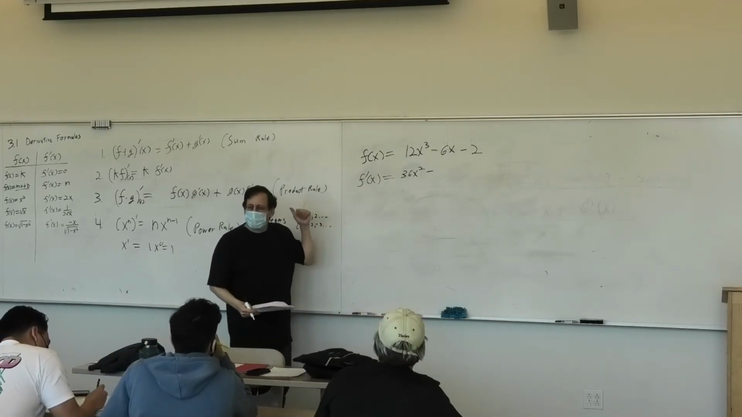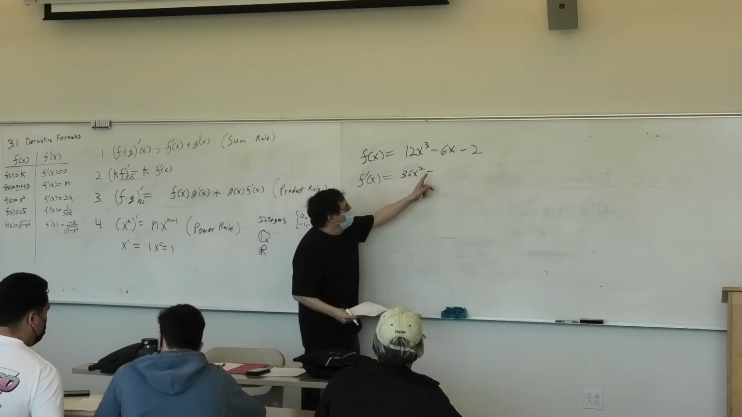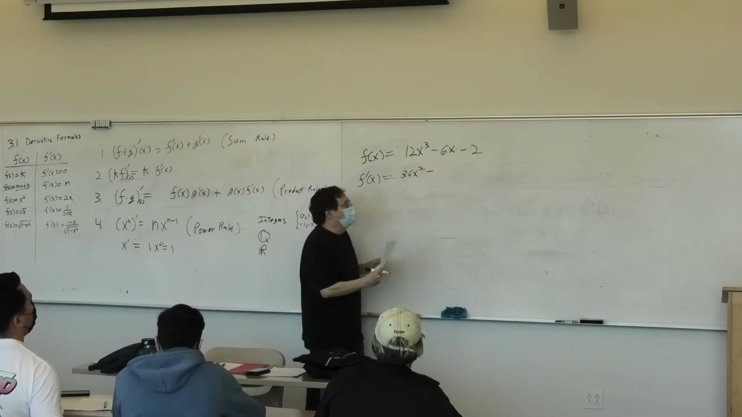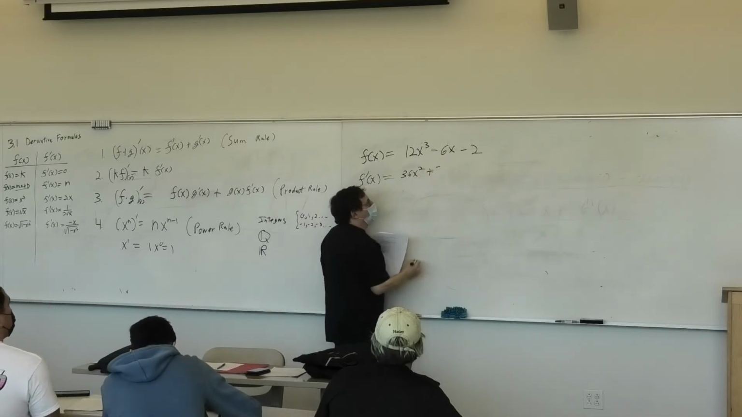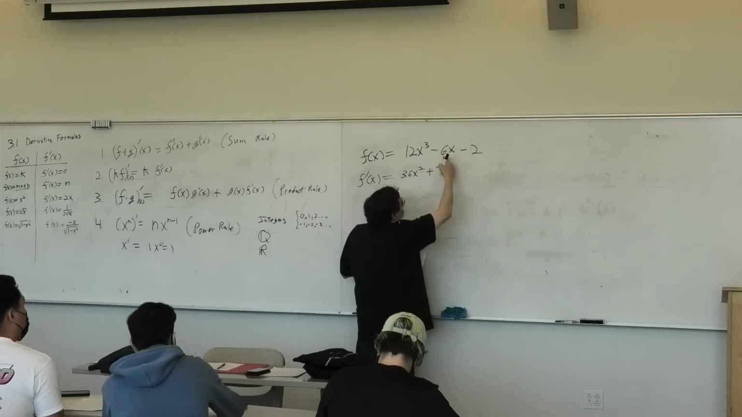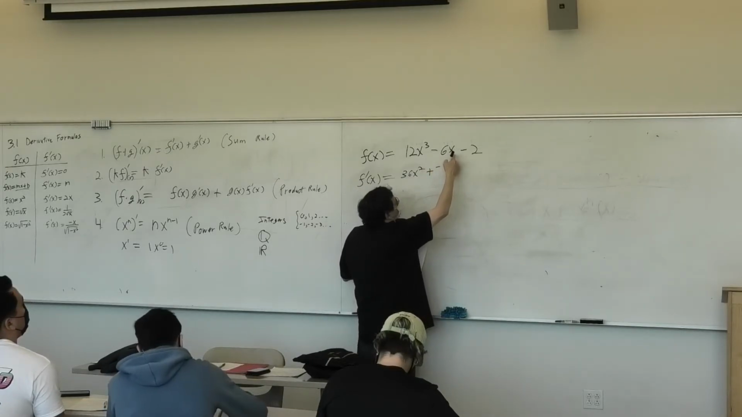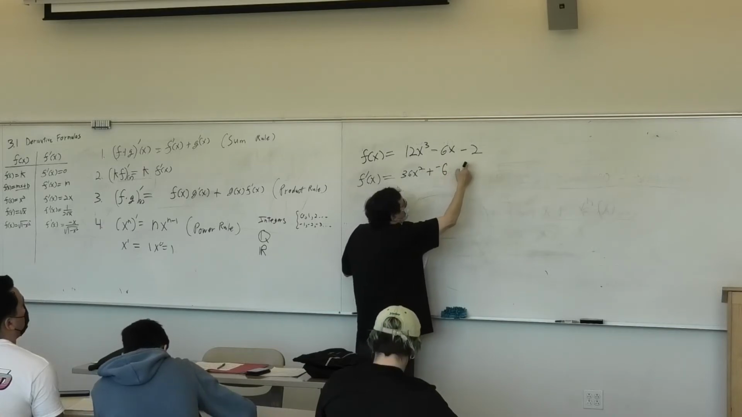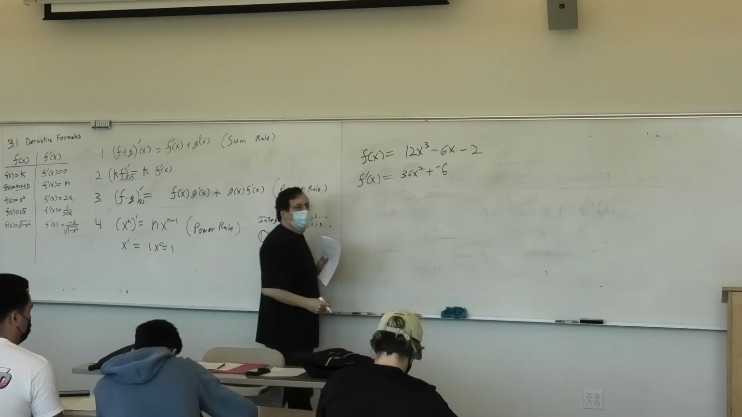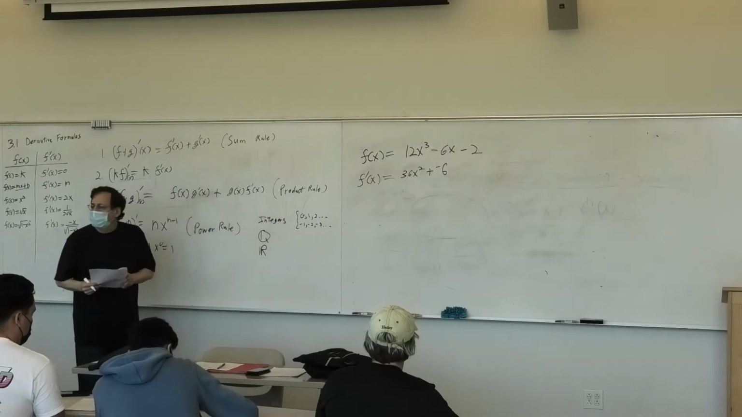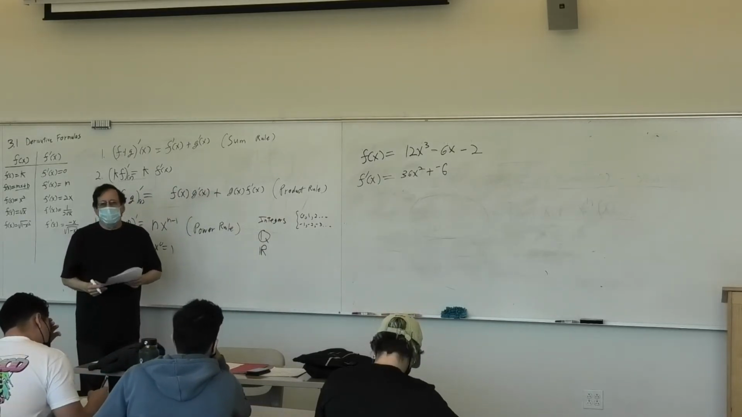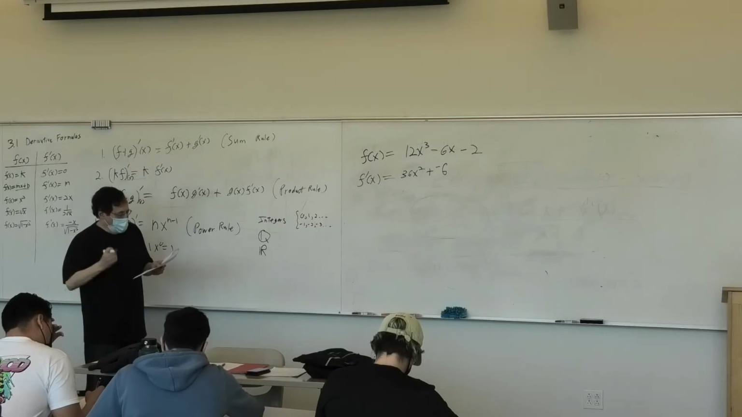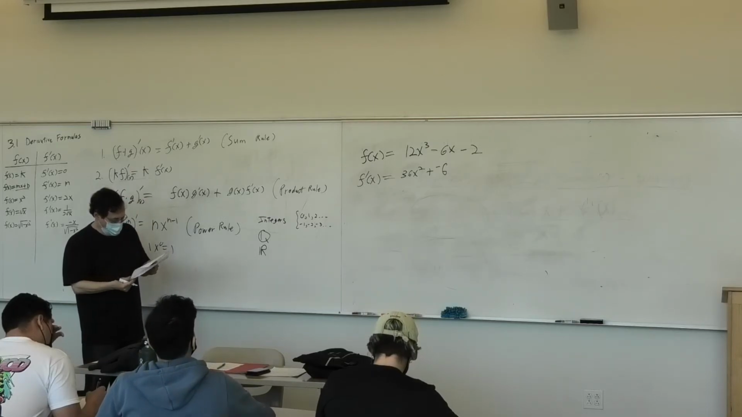I only did a sum rule, but we're adding a negative, right? Same thing. Derivative of 6x, well, the derivative of x is 1 times 6 is 6. And the derivative of minus 2, that's 0. So polynomials, you can just rattle them off like that. Really easy.